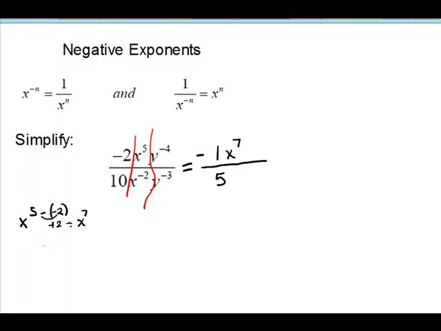Then we'll do the y's. Y to the negative 4 minus, for the rule, a negative 3. Clean up, minus a negative makes plus. You get y to the negative 1, which is going to make it go to the denominator. So you get 1 over y to the positive 1, or 1 over y.